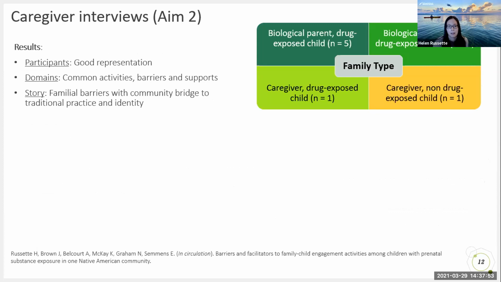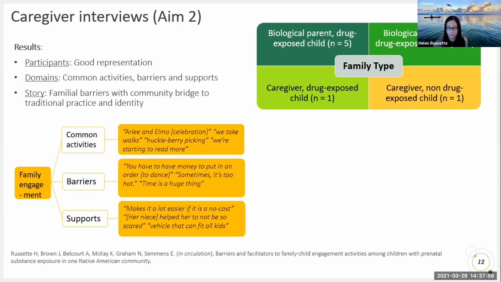And for common activities, barriers, and supports, we identified several activities that families participated in. For example, local powwows / celebrations, going for walks, huckleberry picking, and all families mentioned they read to their child or their child read to them or their siblings. And then for supports to do these positive family-child engagement activities, it was helpful when community and culture events were no cost. And also that with having family and friends supports and then adequate transportation.